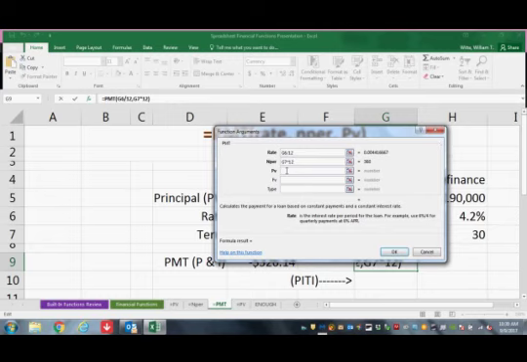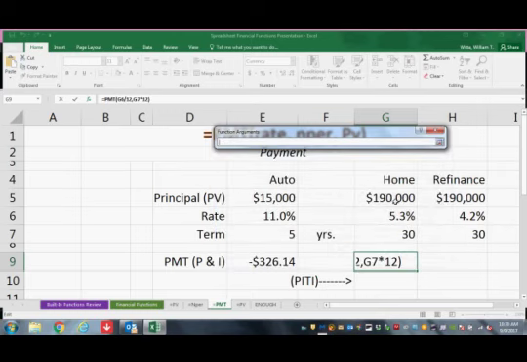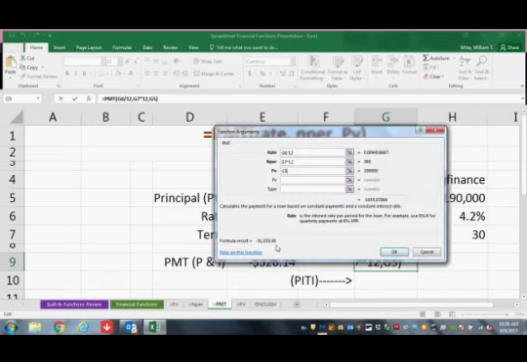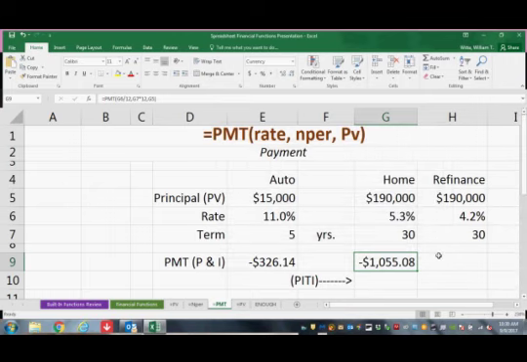Okay, and finally, I want to borrow that money, so I need it now. I need it presently. So I'll click on it, and I reference this house that I have chosen, which is $190,000. Wow, I wonder what this payment's going to be. Let's come back, and I can see what it's going to be. It's going to be about $1,055.08. Son of a gun.